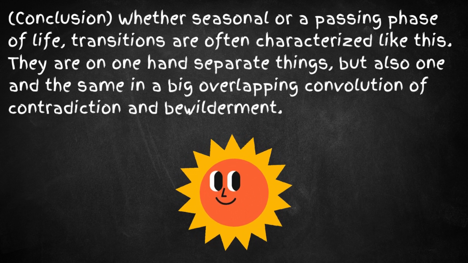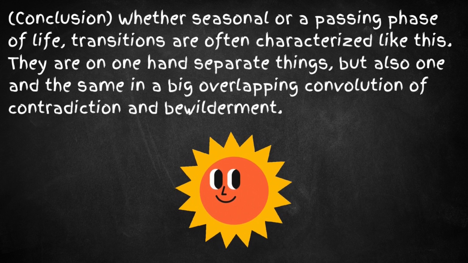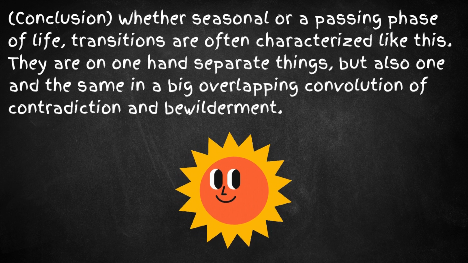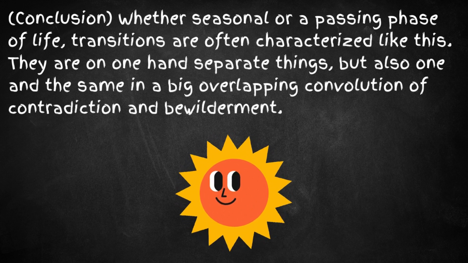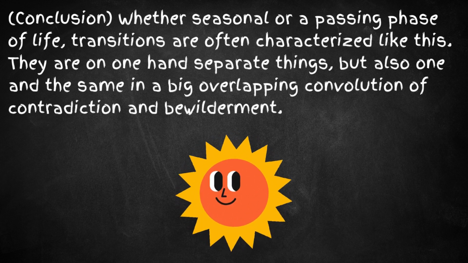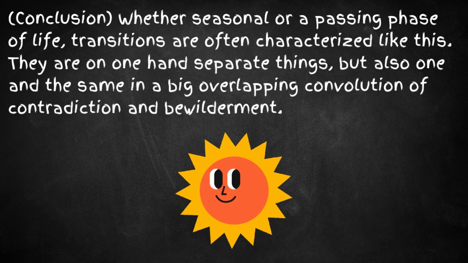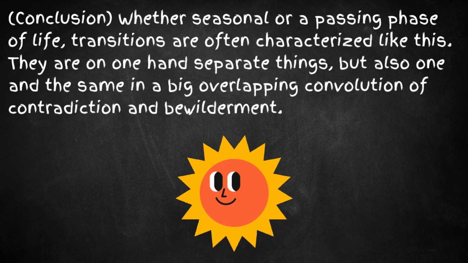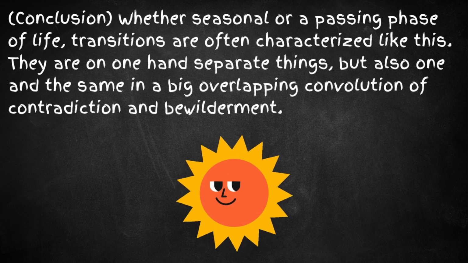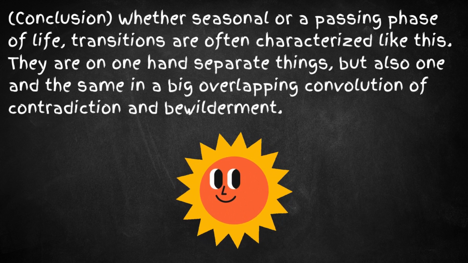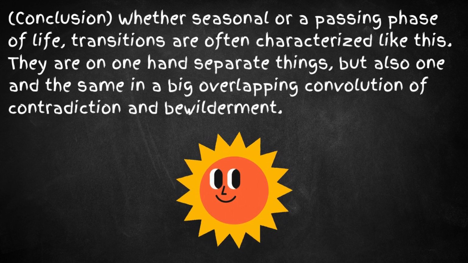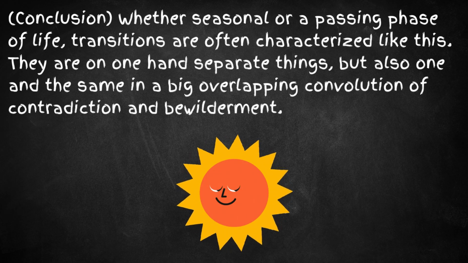Whether seasonal or a passing phase of life, transitions are often characterized like this. They are on one hand separate things, but also one and the same in a big overlapping convolution of contradiction and bewilderment. Done. So I went over 12 sentences. I think I hit like 14. No big deal. I tell my kids, you don't want to go on into like 18, 19, 20 sentences. That's way too long, right? So, but if you go a little over, a little under, it's a-okay. And I kept the line of reasoning.